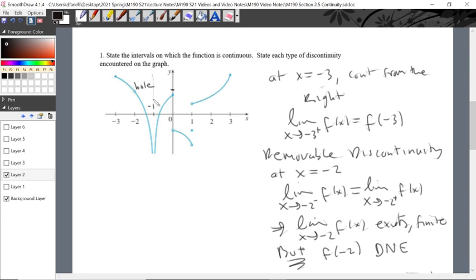But we have a vertical asymptote here. A vertical asymptote is associated with an infinite discontinuity.